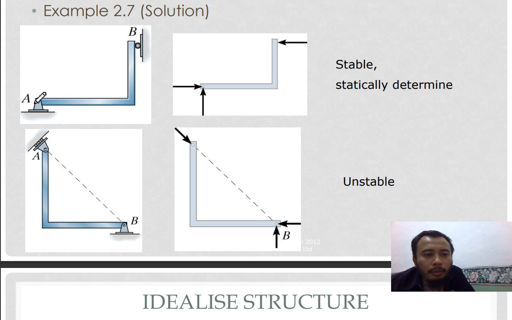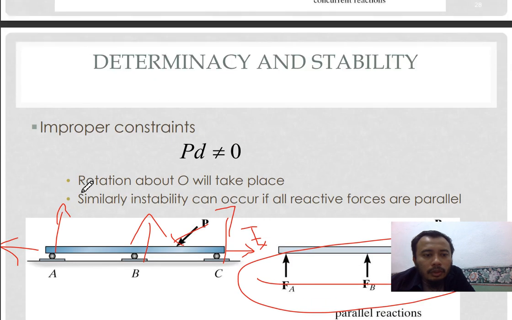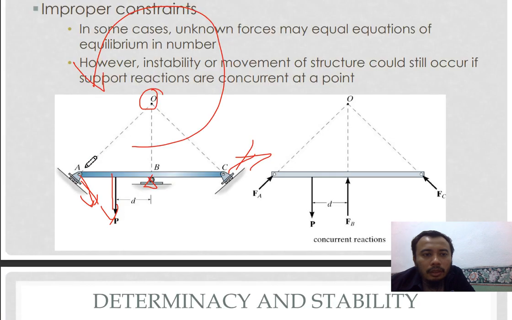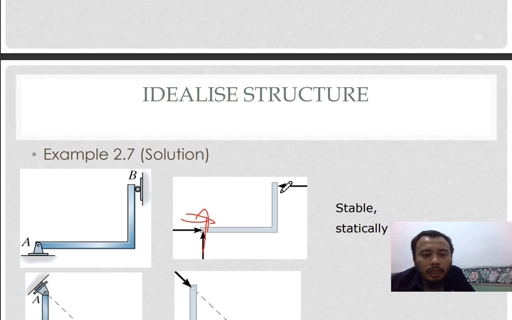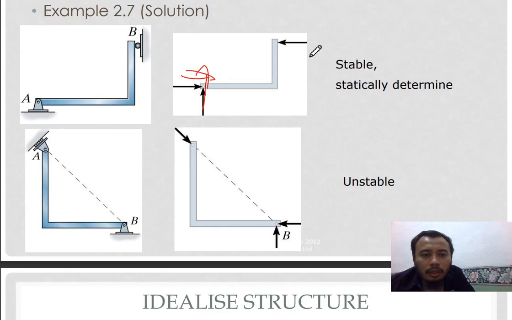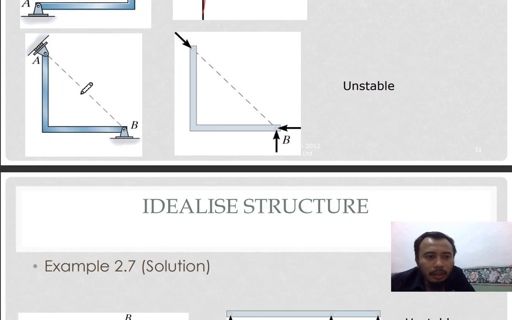So you have a pin here and a roller here. So you have a perpendicular support, so there is no issue on this. And then the constraint is proper, pin here and roller, so you can solve this equation because the structure is stable, statically determinate.